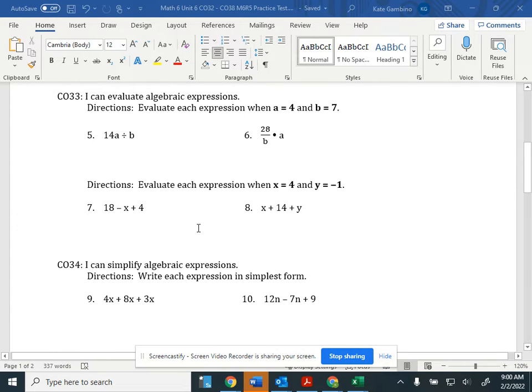CO33. I can evaluate algebraic expressions. Evaluate each expression when A equals 4 and B equals 7. So that means wherever we see an A, we're going to put in the number 4. Wherever we see a B, we're going to put in the number 7. So I'm going to rewrite my expression with the numbers filled in.